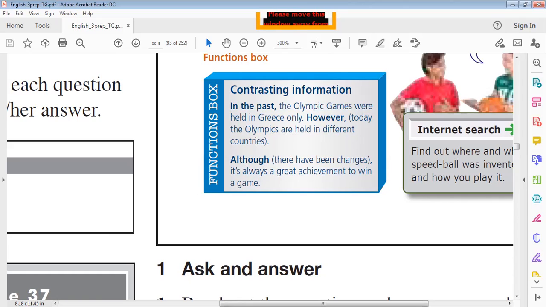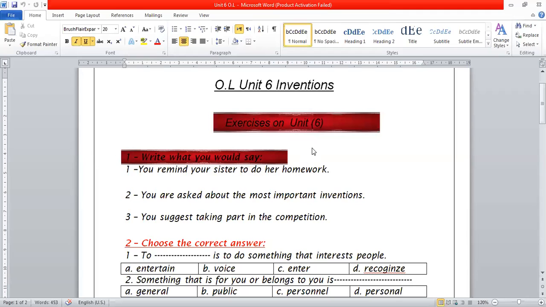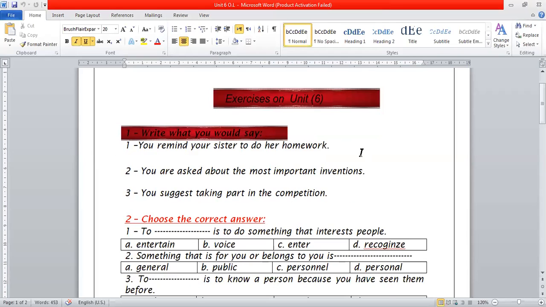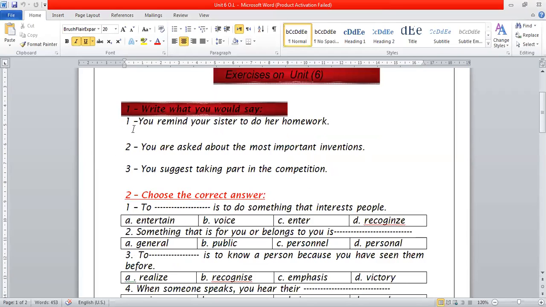Now we can answer some questions about units 6 and 7. We'll start now with unit 6, inventions. So we will answer here some questions about the situations.